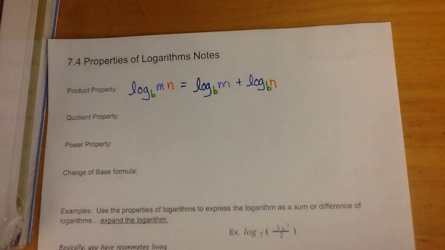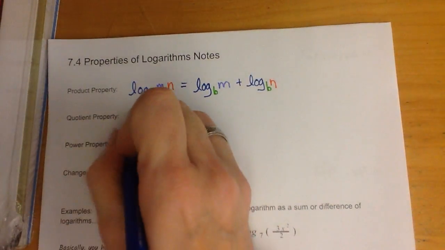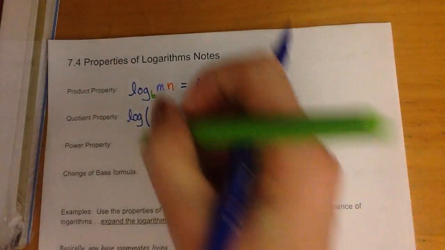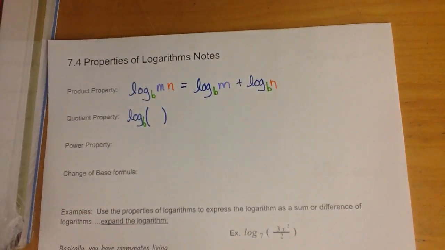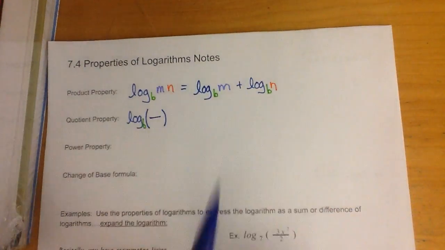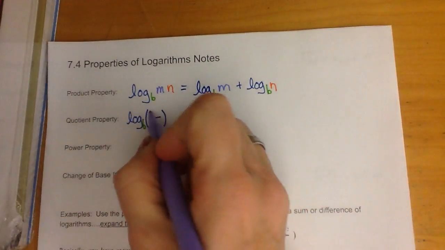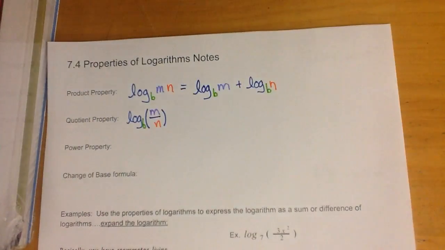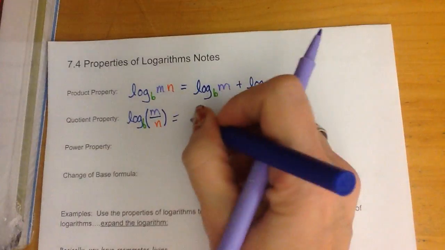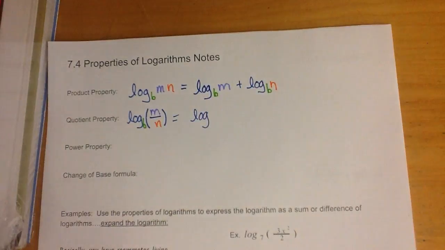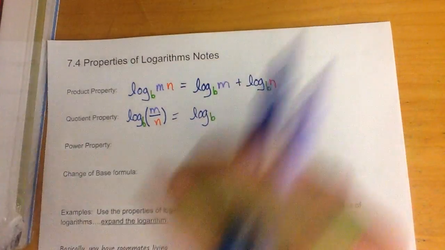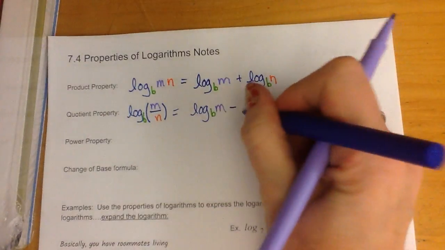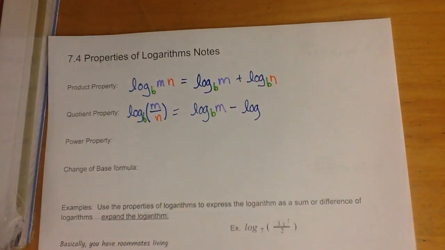The quotient property goes right along with that, and it says if we have the log of any base of a quotient of two arguments, m divided by n, then that's going to become the difference of two logs, log base b of m minus log base b of n.